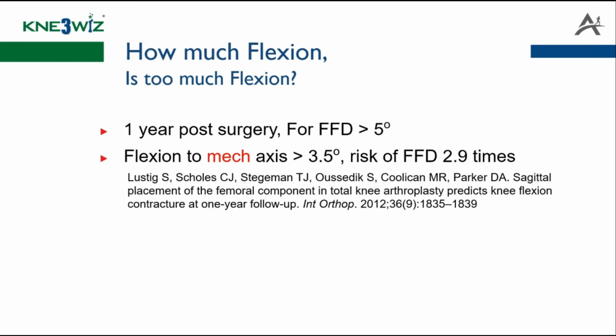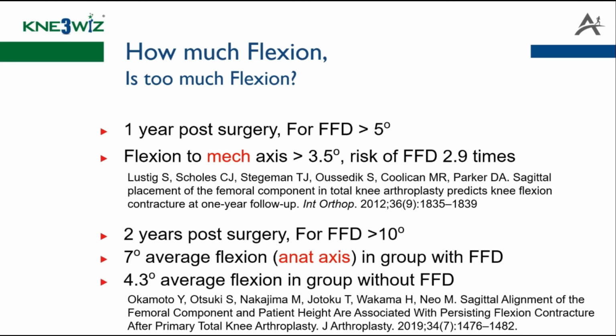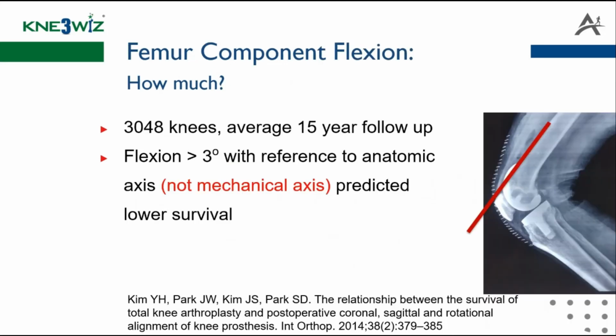Increasing flexion beyond 3.5 degrees from the mechanical axis increases the risk of a fixed flexion deformity of more than 5 degrees by 2.9 times. Flexion of 7 degrees from the anatomical axis would increase the chances of a fixed flexion deformity of more than 10 degrees at the end of 2 years. Another large series of more than 3,000 knees with an average follow-up of 15 years predicted a lower survival if the femoral component was flexed more than 3 degrees from the anatomic axis.